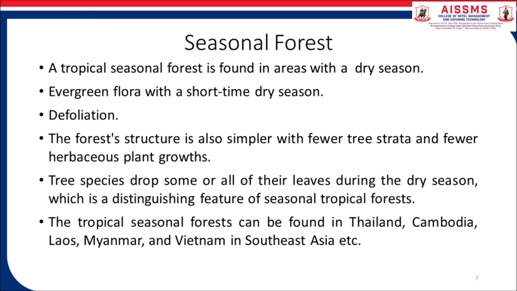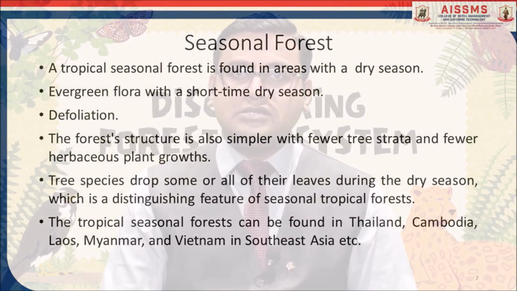The forest structure is also simpler as compared to the rainforest, due to the fewer tree strata and fewer herbaceous plants as well. Some of the tree species drop all of their leaves during the dry season, which is a very distinguishing feature of a seasonal tropical forest. Popular examples of tropical seasonal forests are Thailand, Cambodia, Laos, Myanmar, and Vietnam in Southeast Asia.